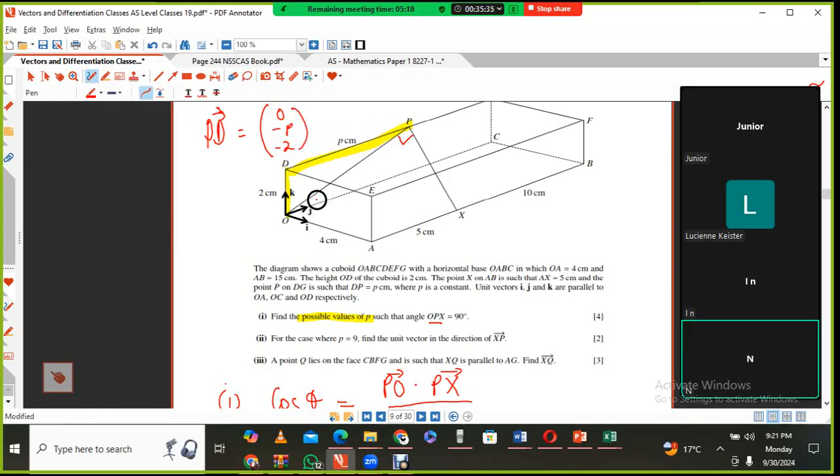You see, there's no i, so it's 0i, minus, you're going against j, minus PJ, and then you are going against k, minus 2k. Is that fine? Okay, so that's how we write it as a vector.